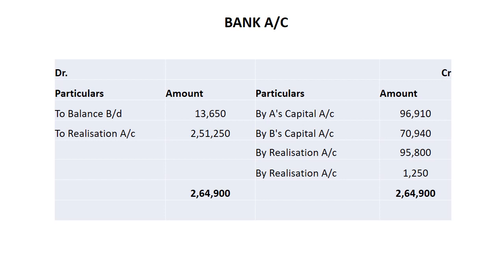By realization account, creditors paid 95,800. By realization account, the amount has been paid for realization expenses. The addition is 2,64,900. And now you see, this bank balance is matching. It means the question that was done was correct. In dissolution, your bank account balance should match.